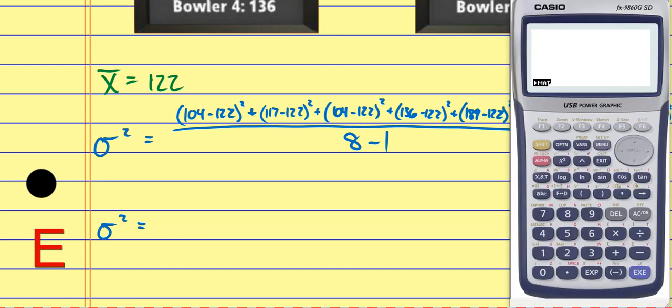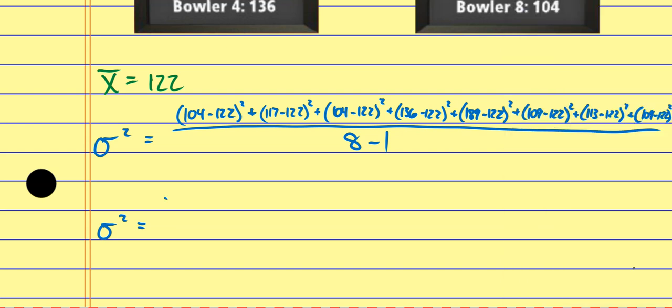I just go over and plug this into my calculator. I do the 104 minus the 122, and I get a negative 18, and I square it, and I get 324. And then I do the next one, the 117. And this one you could probably do without the calculator. 117 minus the 122 is a negative 5. Negative 5 squared is 25. The next one, it's a 104 again, so I'm going to get the same thing as before, the 324. The next one, 136 minus 122 is 14. 14 squared is 196.